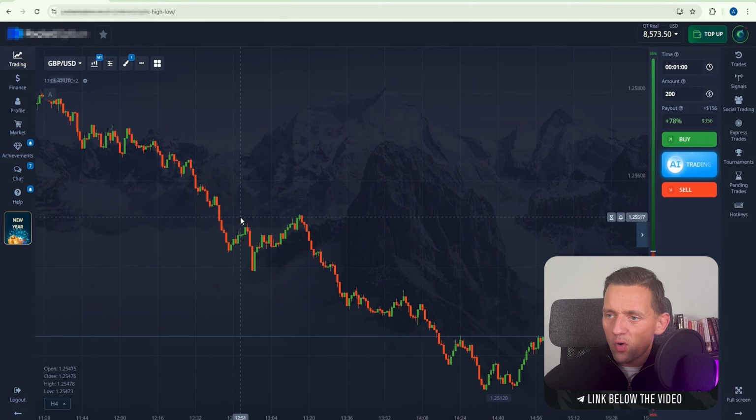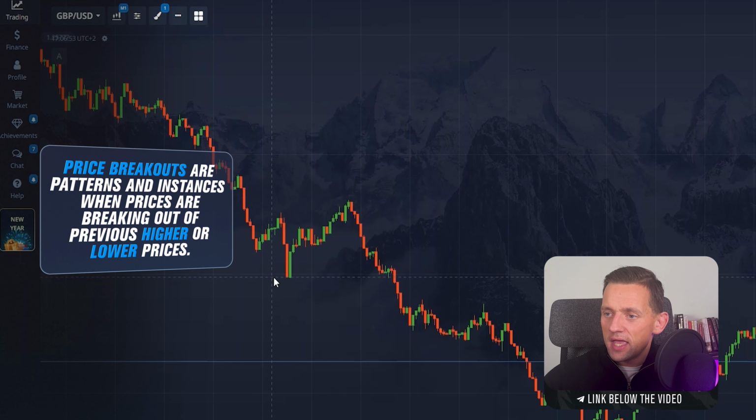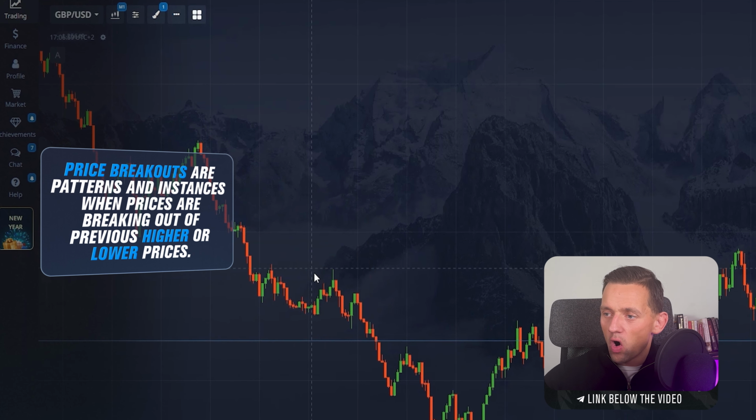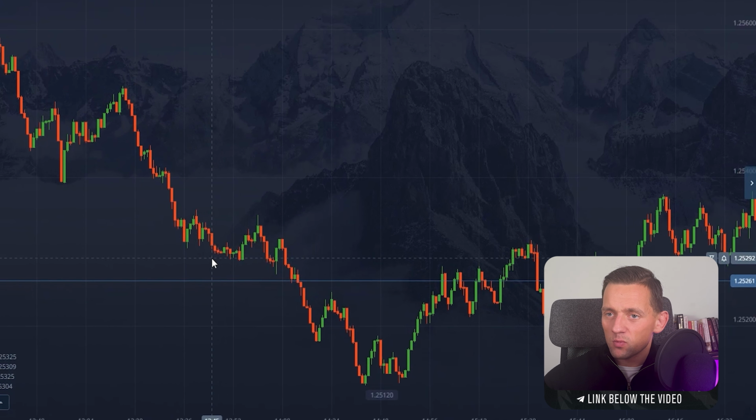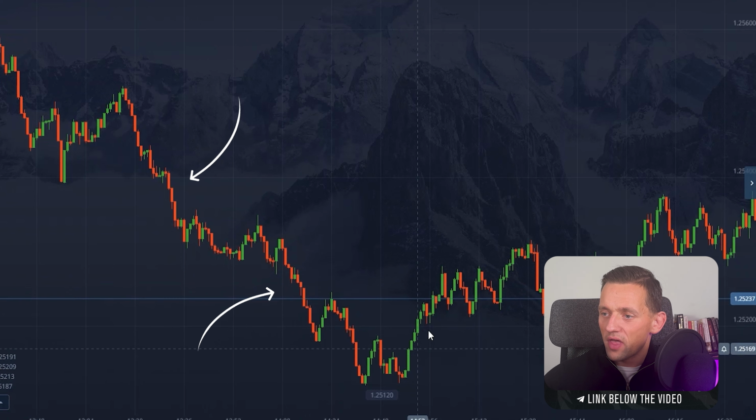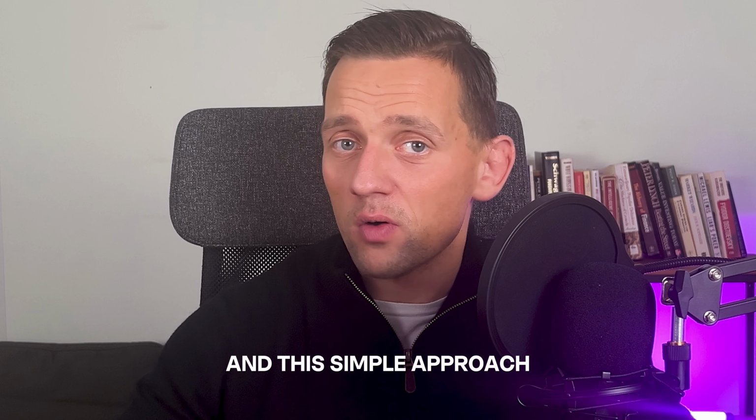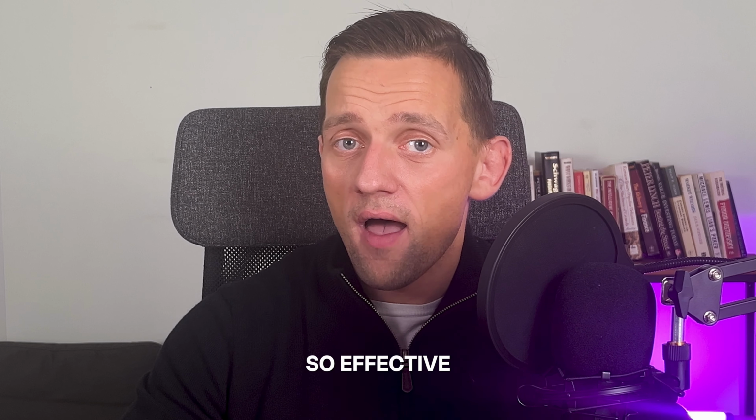Okay, what exactly are price breakouts? In simple terms, price breakouts are patterns and instances when prices are breaking out of previous higher or lower prices. So for instance, we might have a situation where prices have been breaking down on the downside as you have here and here, or when they have been breaking on the upside, or in simple words, times when previous patterns are broken and new price highs or new price lows are met. It's as simple as that, and this simple approach is what makes it so effective.